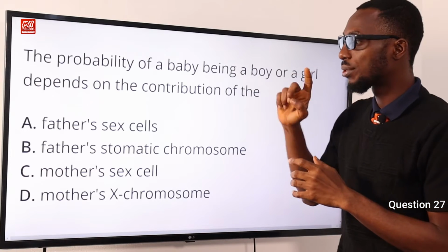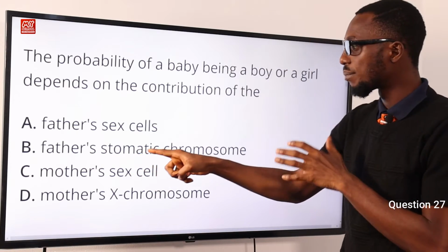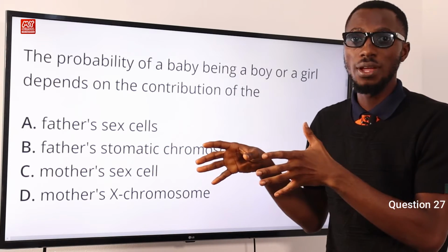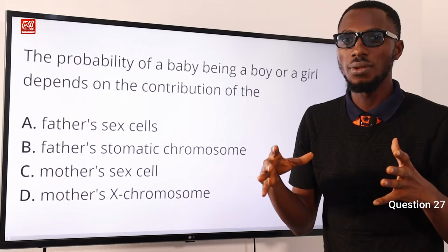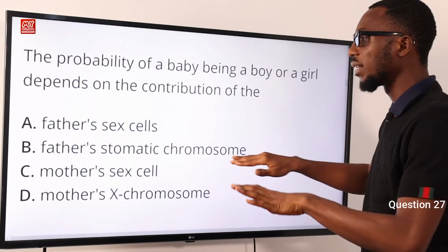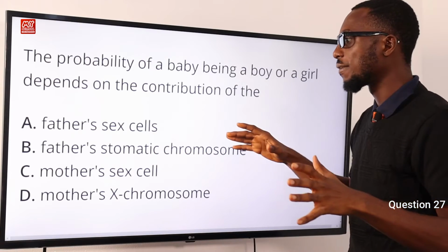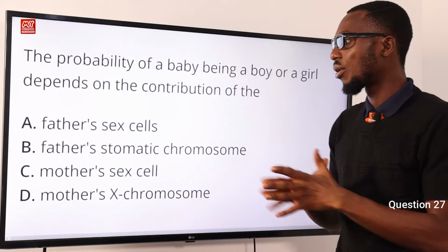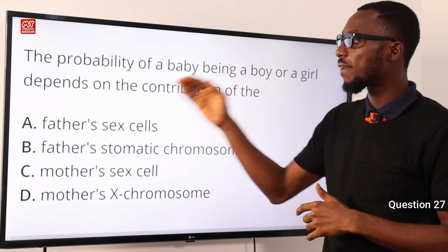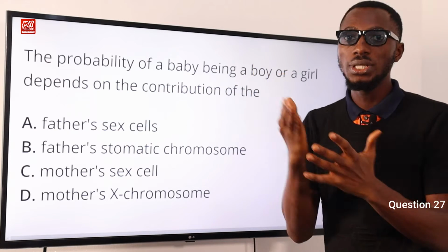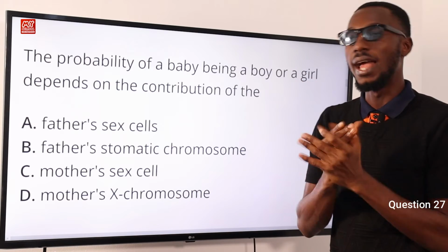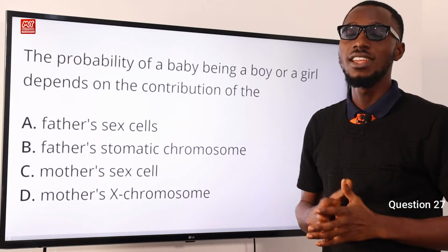sex cell. Option A. It is not the father's somatic chromosome. The somatic cells or chromosomes, whatever you want to put it, are all other cells of the body except the sperm and the egg cell. So this is completely out of the reproductive system concerned in this question. So the correct option is it depends on the father's sex cell. Either it's pushing out the X chromosome or the Y chromosome to combine with the mother's XX. So the correct option once again is option A.